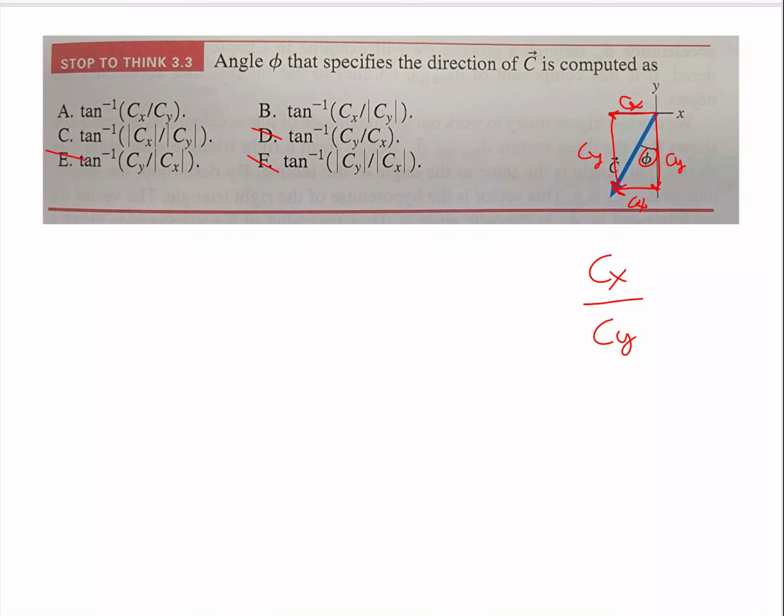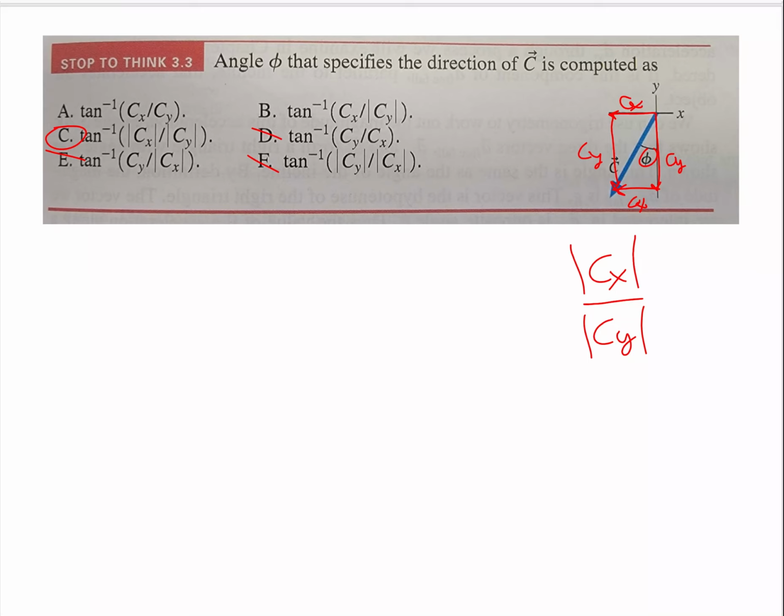Now, because C sub x and C sub y are both negative, to compute the length of the vector, we really want them both to be positive when we do the calculation. So we're going to ignore the negative sign. So absolute value. So it's C. So we want the answer to be C here. We want to ignore the negative sign.